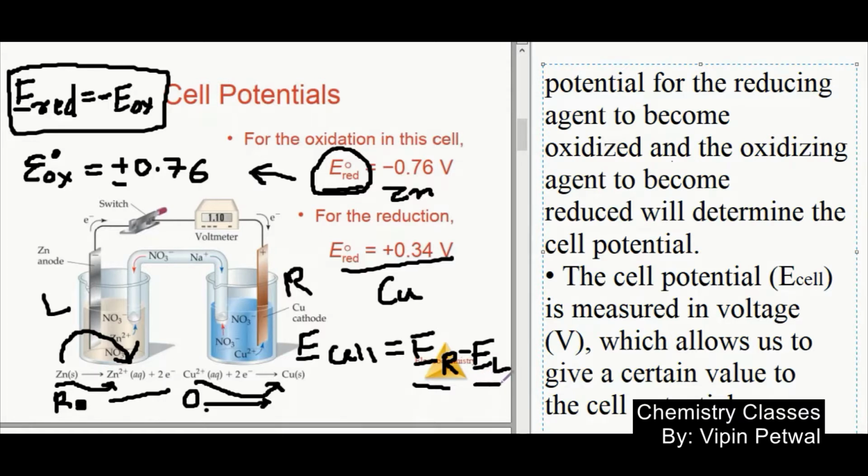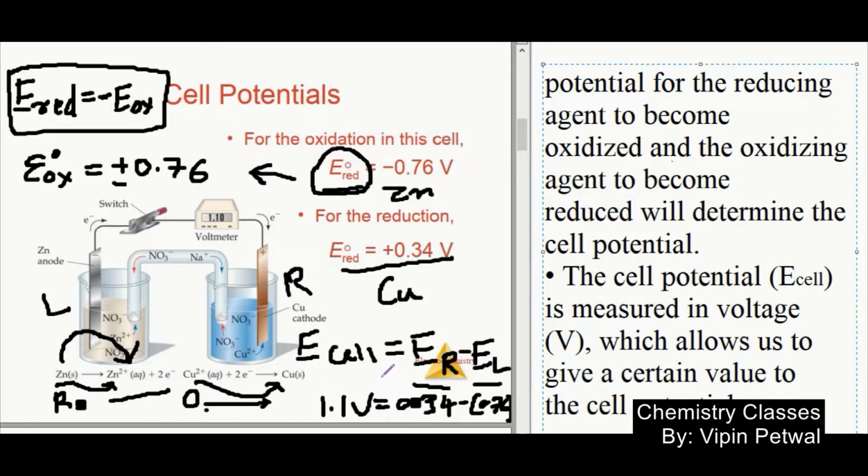And in place of EL we have to write the reduction potential of the oxidation half cell, and simply we are given the values here, and then we can write here this is equal to how much? 0.34, okay, minus 0.76, okay, in this way, and this will be equal to 1.1 volt.